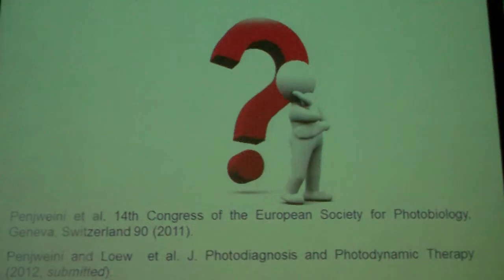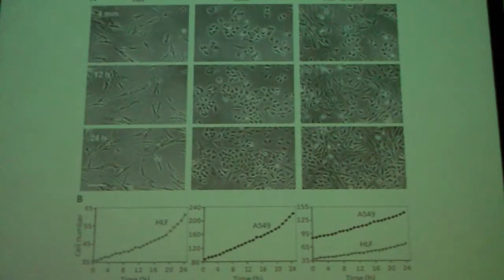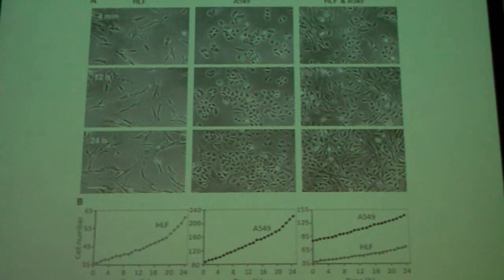Now the question is how we can optimize the side effects, how we can find out how these protocols affect the normal cells. The answer was by mixing the two cell types, cancer cells and normal cells, doing the same excitation protocol and finding out how this excitation protocol affects the normal cells.